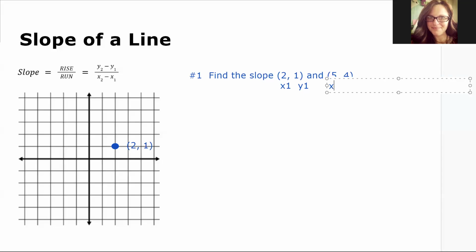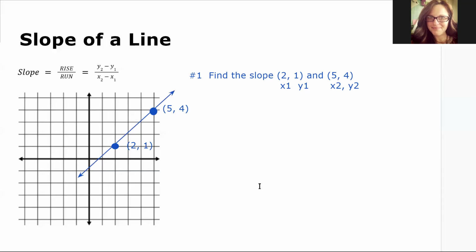Second point, x2, y2 is (5, 4). 5 to the right, 1, 2, 3, 4, 5. Up 4, 1, 2, 3, 4. Here's our second point, (5, 4). Then we'll draw the line that goes through these 2 points.